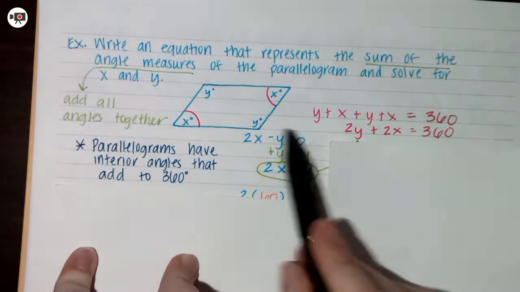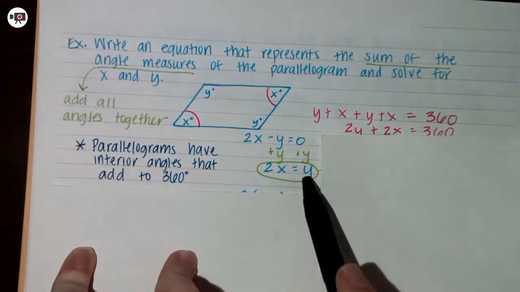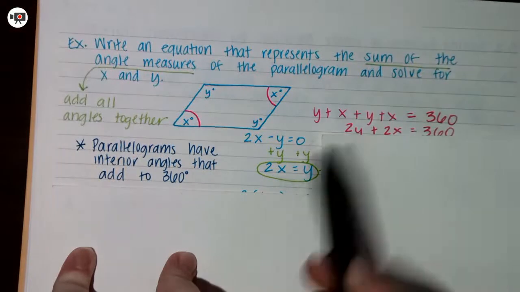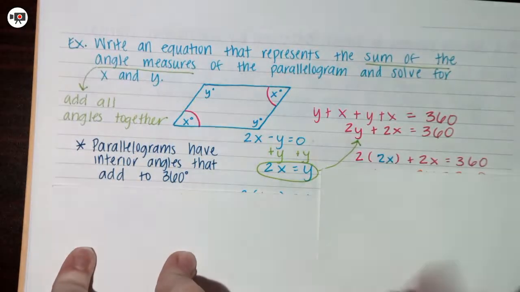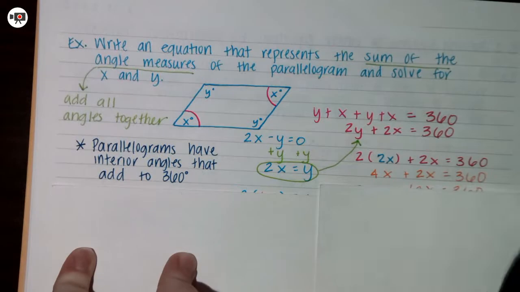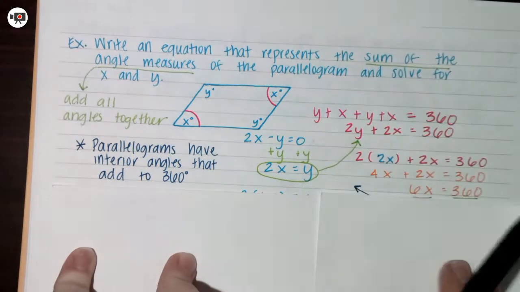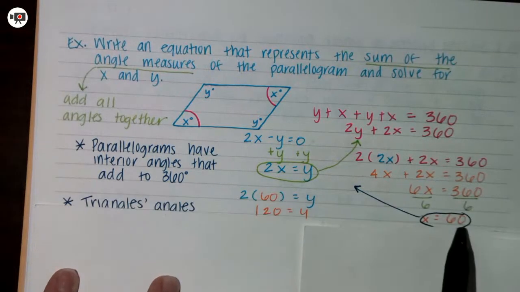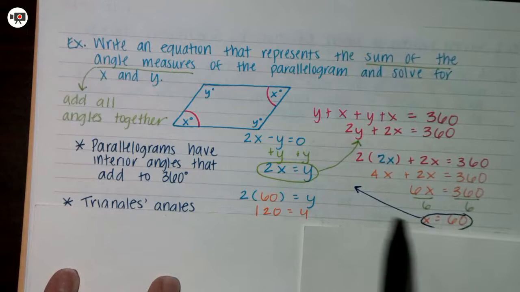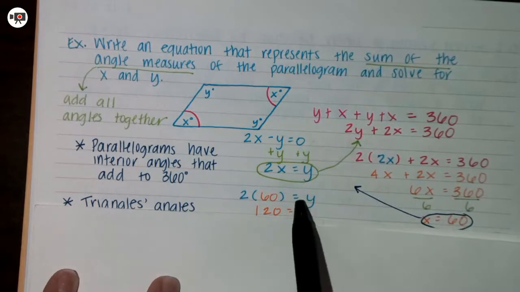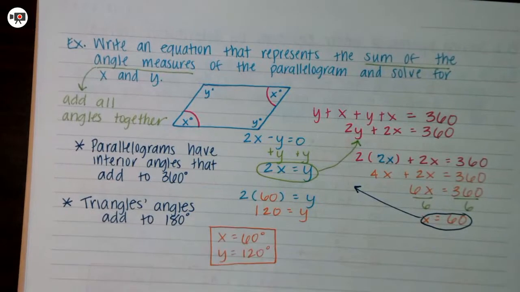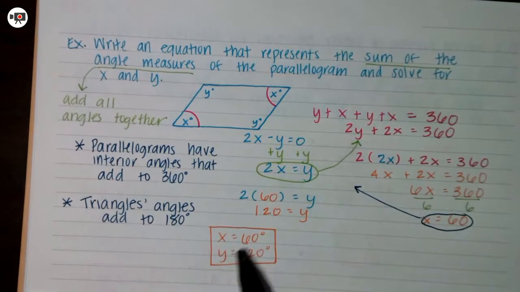Now I can take this equation that was given and solve for y, and then plug it in to my equation that I made. So 2x equals y. So I plug it in and distribute the 2. So I get 4x plus 2x equals 360. 6x equals 360. X equals 60. Take this value of x, plug it in, and 2 times 60 is y, so y is 120. So this means the measure of angle x is 60 degrees, and the measure of angle y is 120 degrees.